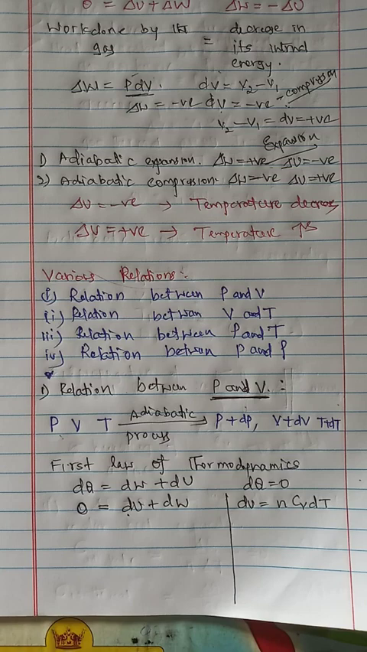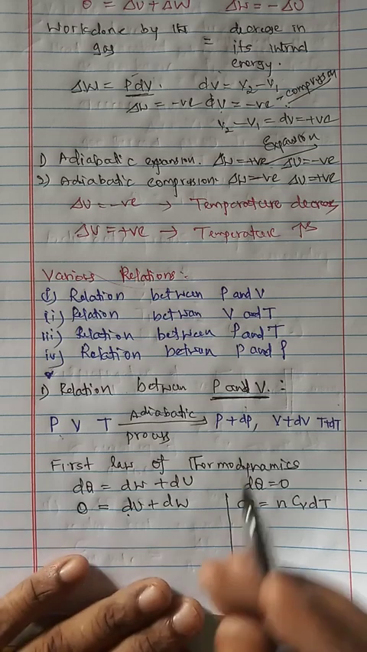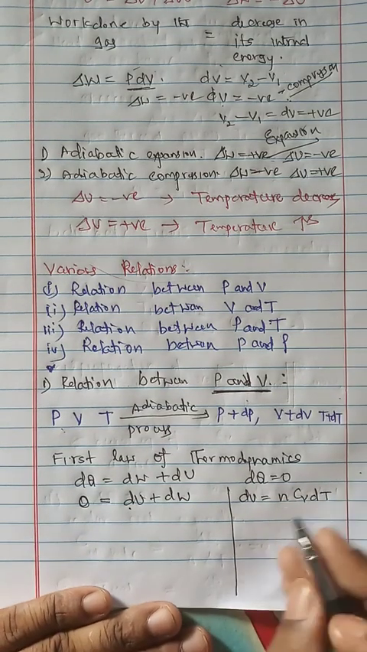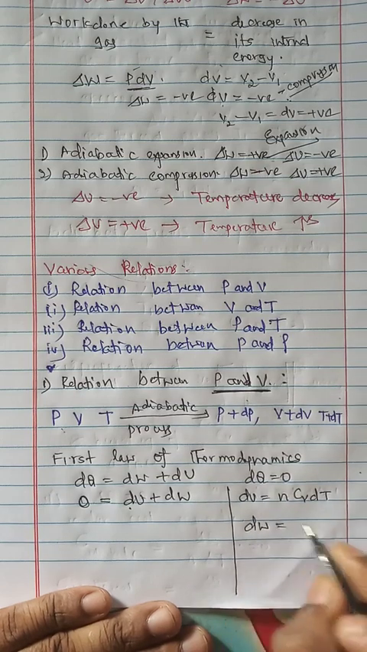If at all you have any doubts, please contact me or mail me. No problem. Then dU is equal to n Cv dT. What about dW? dW is P into dV.